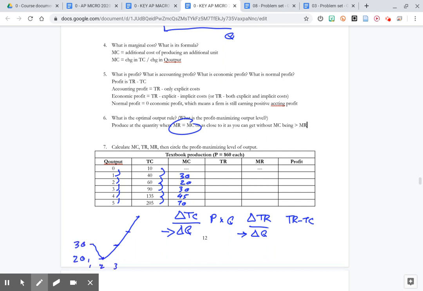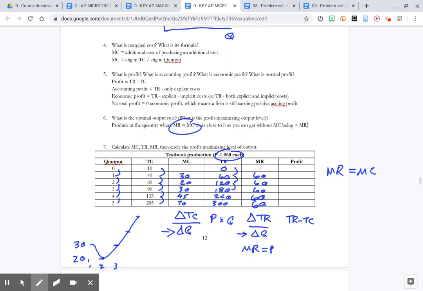Total revenue is price times quantity. It gives us the price of $60. So this is 0, 60, 120, 180, 240, and 300. Then marginal revenue is the change in total revenue divided by the change in quantity. There are two ways we could do this. We could say the change here is 60, the change here is 60. Or you could remember that MR is equal to the price for this firm. So 60 it is.